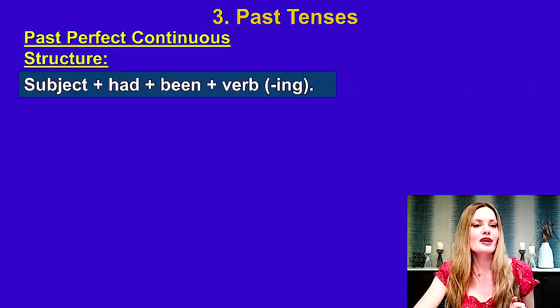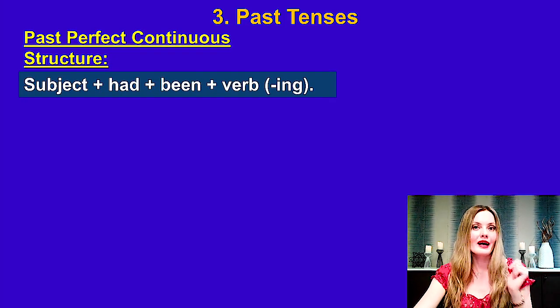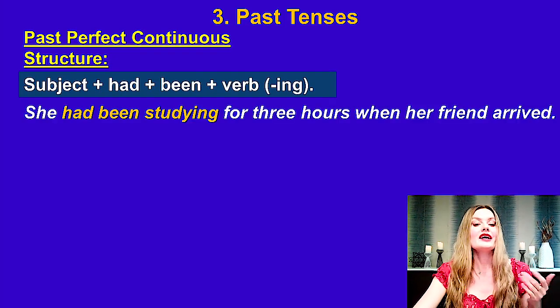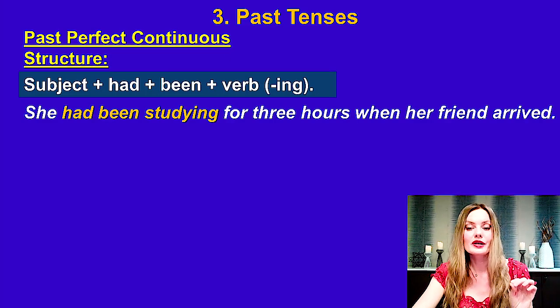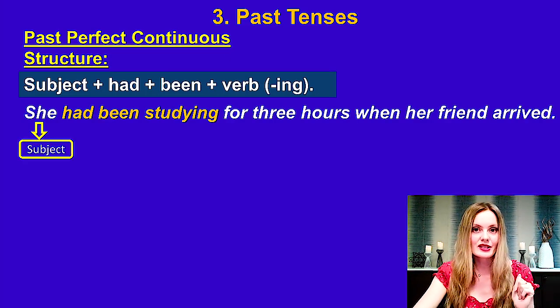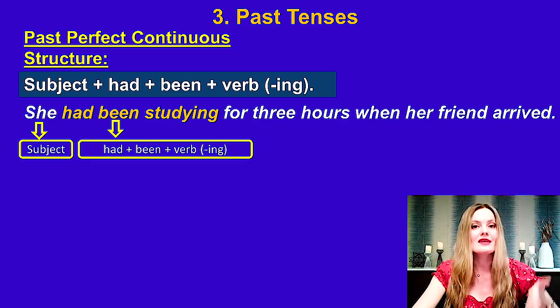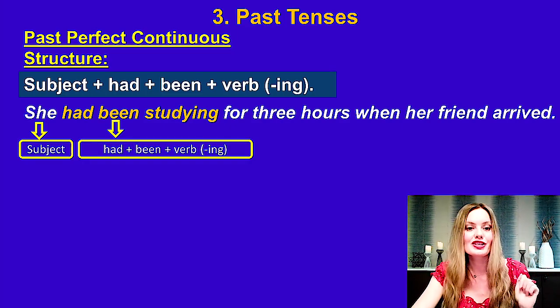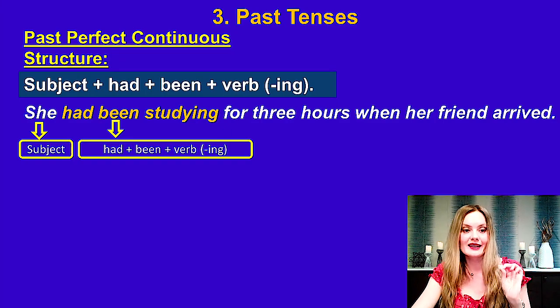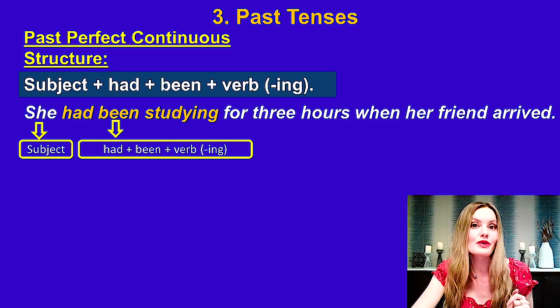Let's take a look at the structure. Subject plus had plus been plus verb with ing. She had been studying for 3 hours when her friend arrived. She is the subject. Had been studying is had plus been plus verb with ing. Had been studying. She had been studying for 3 hours when her friend arrived.